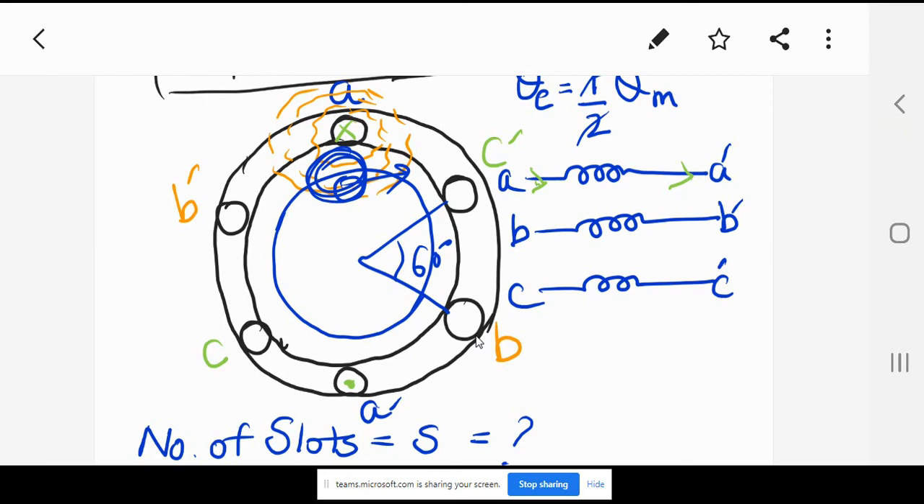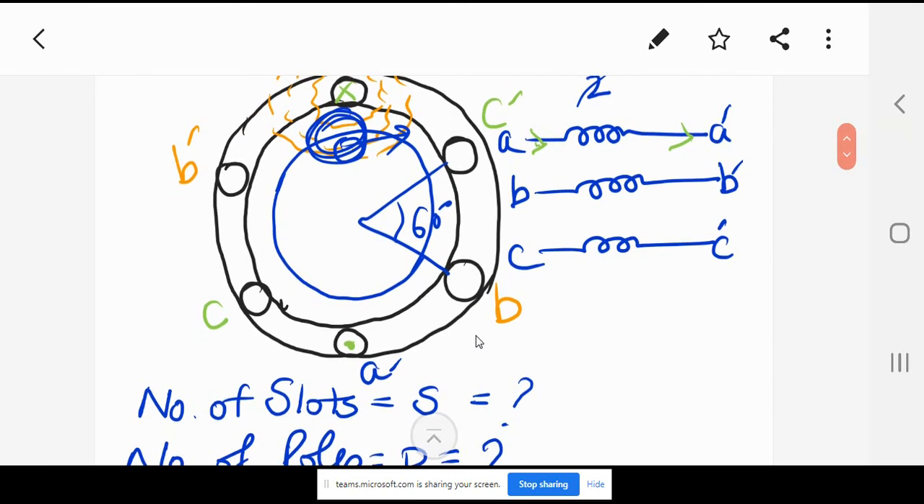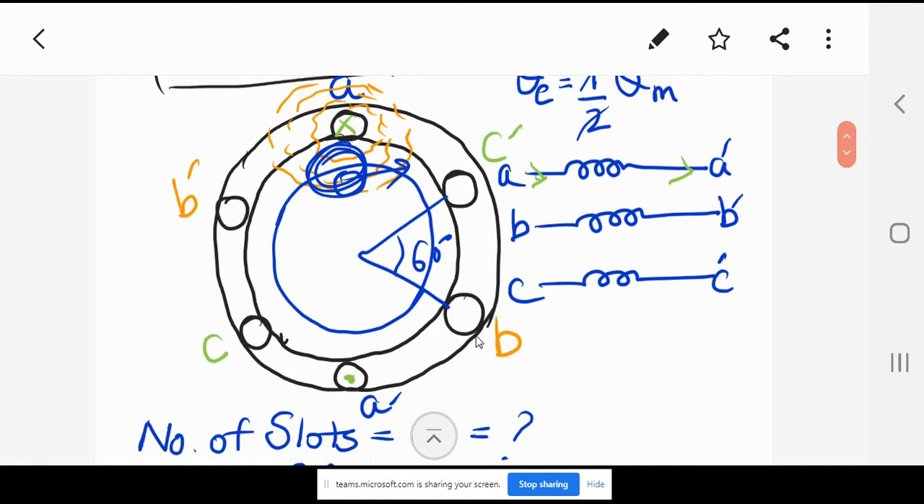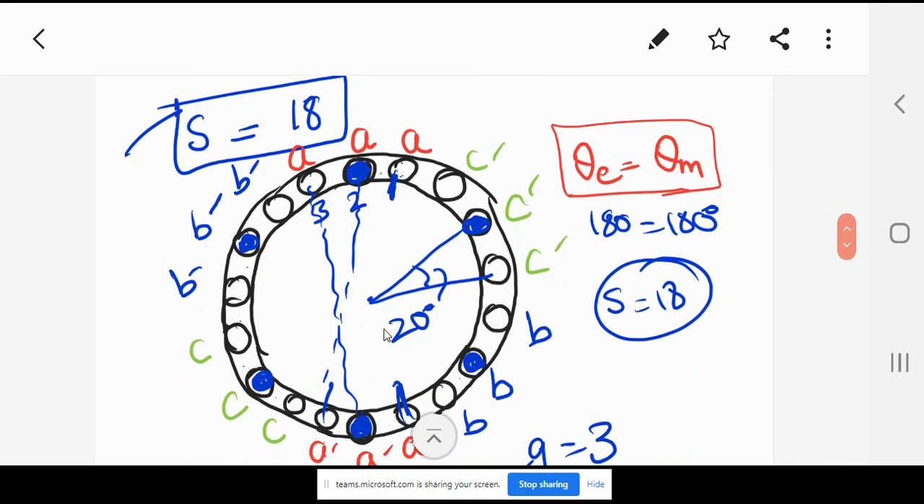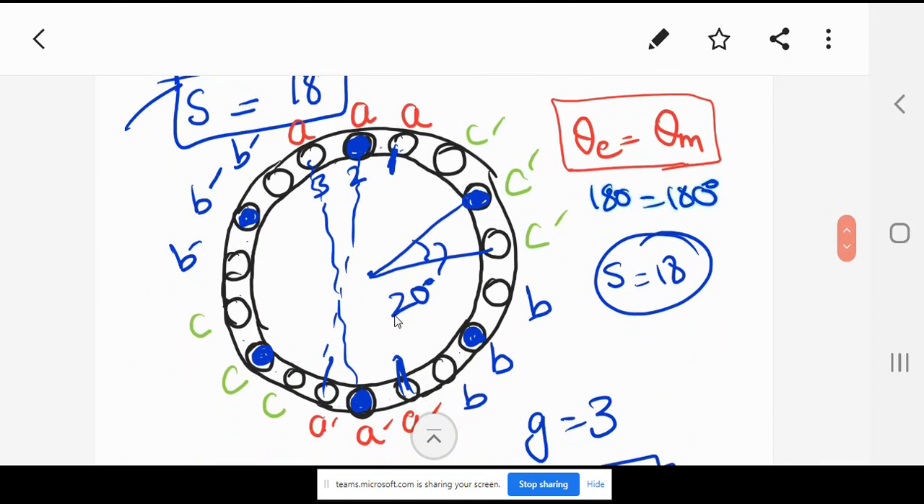The spatial angle over here, as you can see in this picture, is actually 60 degrees. That is the physical angle between two slots. If there are 360 degrees in the whole cross-sectional figure in front of you and there are 6 slots, then the angle between two slots is going to be 60 degrees. In the other diagram which we did, this had approximately a 20-degree spatial angle, because there are 18 slots, so this is 360 degrees again.